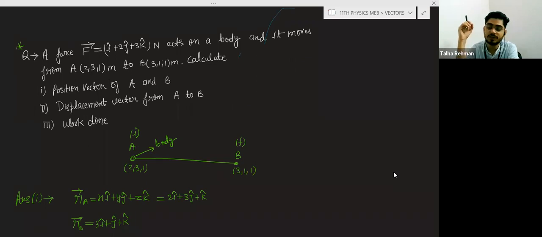This dot product and this cross product, the whole chapter on vectors is very, very important. Throughout physics till 12th, vectors will be used again and again. Without the study of vectors, we cannot explain or understand physics.